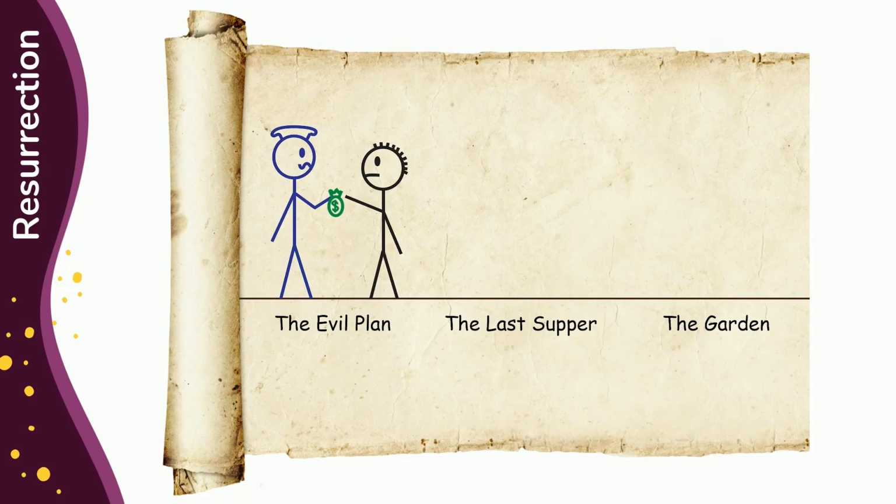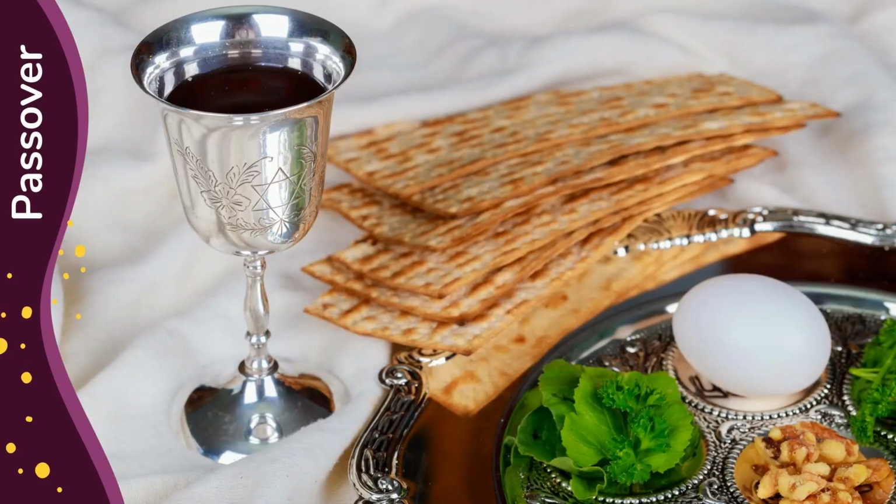Jesus and his disciples gathered in the upper room to celebrate the Passover, a feast that had been observed for 1400 years, commemorating Israel's freedom from bondage in Egypt. The Passover meal traditionally included 4 cups of wine, unleavened bread, and bitter herbs.